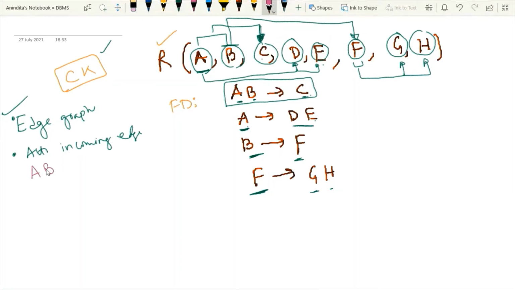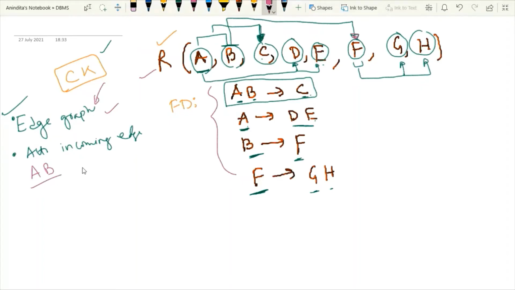Just copy them. So first what we are doing, we are creating the edge graph in this table by viewing these functional dependencies. Then we are searching for the attributes which have an incoming edge. If an attribute has an incoming edge, then we are not considering it. Why are we drawing this edge graph? Our target is to find out which does not have an incoming edge. So I have got it, AB.